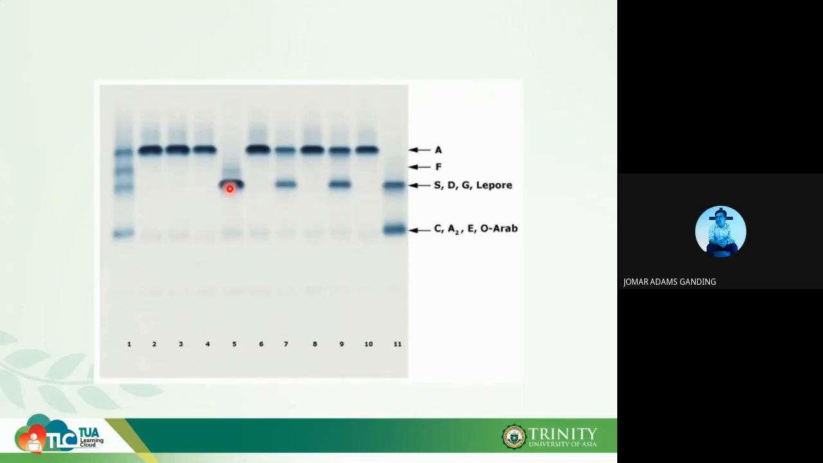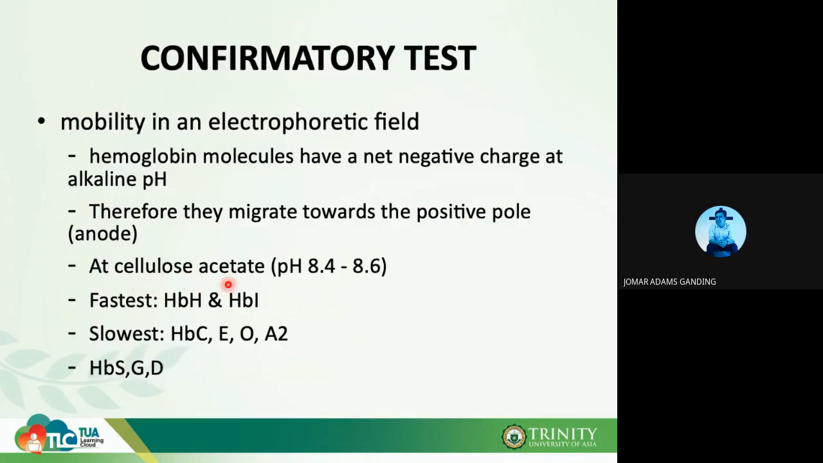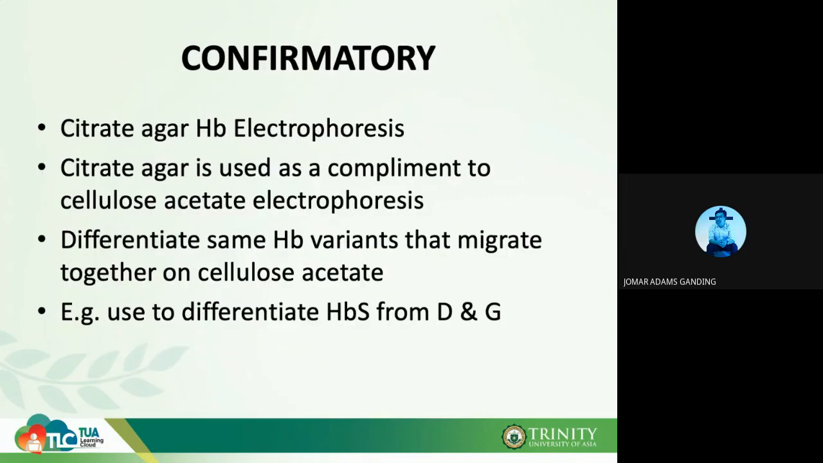the one that migrated here is S? Hemoglobin S? Hemoglobin D? Or hemoglobin G? Or hemoglobin Lepore? So, sir, I don't know which hemoglobin is there. You said confirmatory test. How do I now confirm that there is hemoglobin S there? That is where our, okay, here we used cellulose acetate, correct? Here is where our citrate agar hemoglobin electrophoresis comes in, which is your acid electrophoresis.